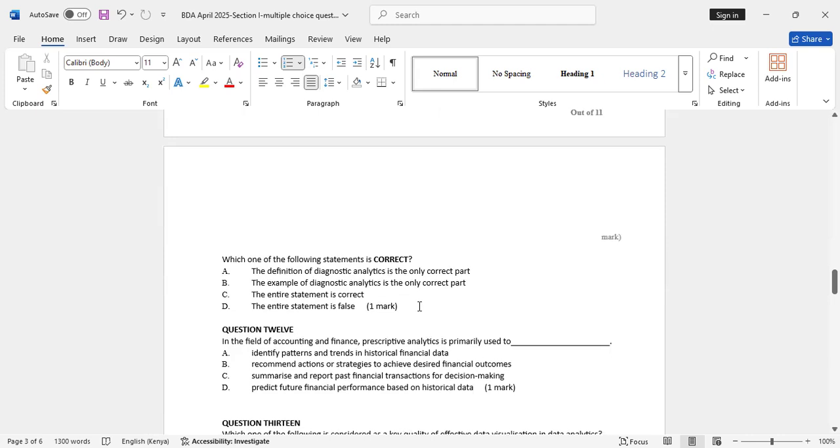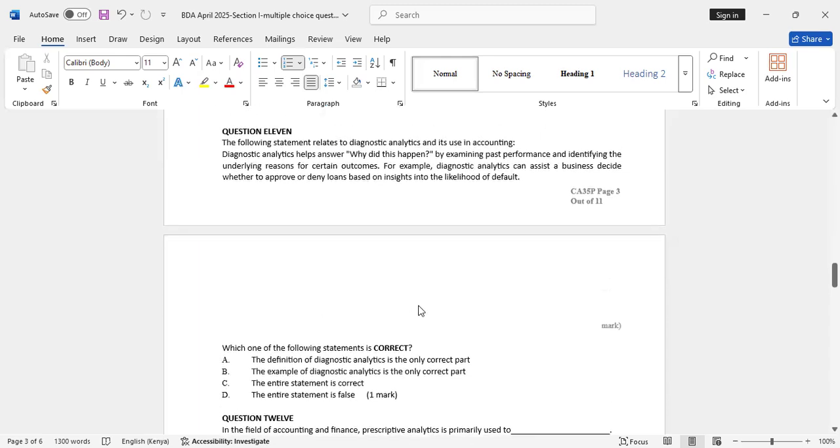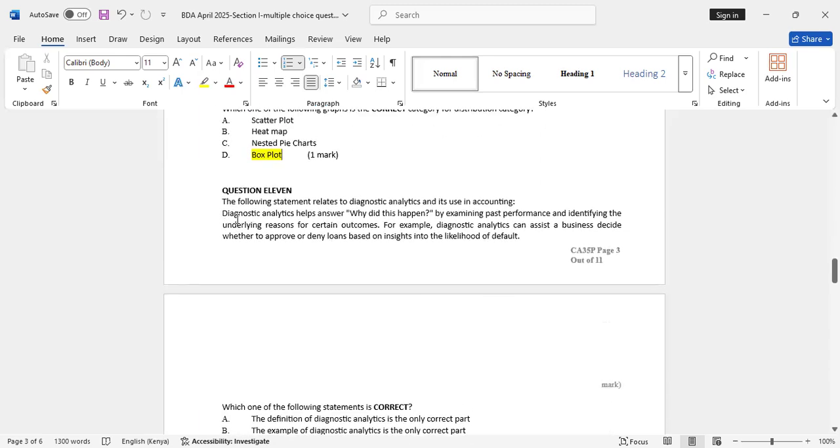C, the entire statement is correct. So it means that everything that we have captured is correct. D, the entire statement is false. So it means that what we have captured is false. So for you to answer this question, we'll go back.